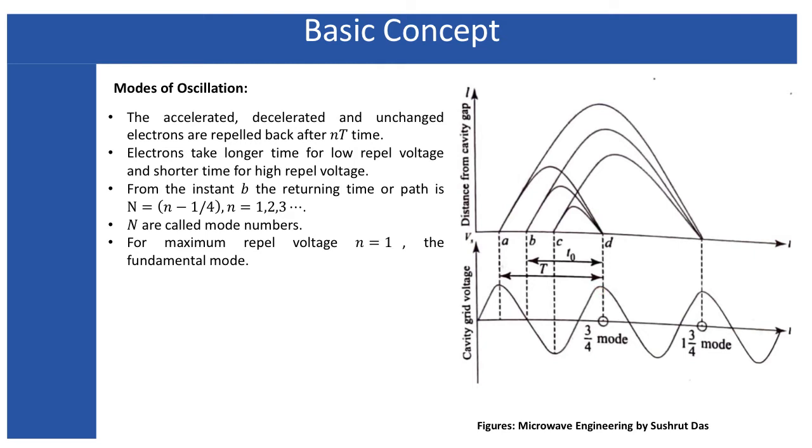Other than this, you can rearrange the repeller voltage in such a way that instead of returning at this time instant, they return at this time instant. So this is another integer multiple of 2 pi if you are considering from this time instant.